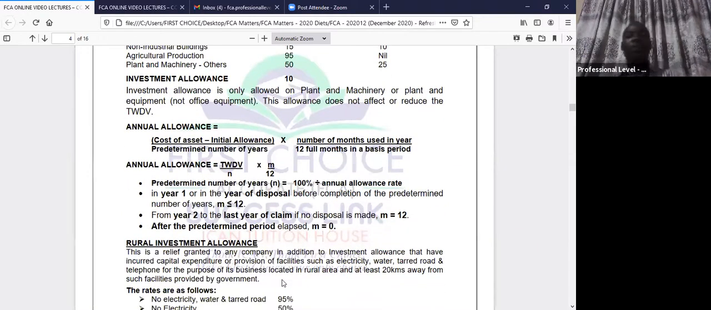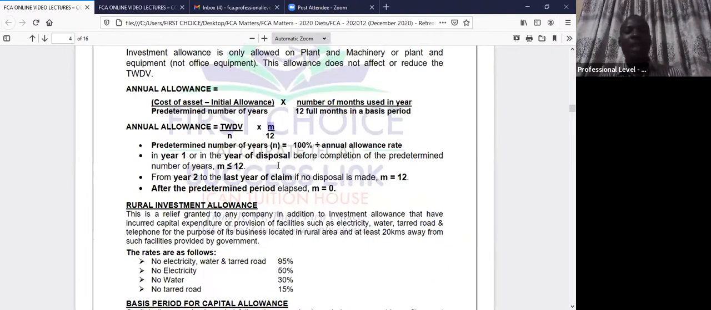Now, for the last year, assuming the asset has not been disposed, that means after the asset has finished being claimed, for example, that motor vehicle is for 4 years. After the predetermined number of periods has elapsed, you can no longer claim capital allowance. So your M now becomes 0. For a motor vehicle from the 5th year, M becomes 0. No matter how many months you use it, M is 0. And 0 divided by anything is 0, and 0 multiplied by anything is 0. Your annual allowance will be 0 after the full predetermined number of years has elapsed.